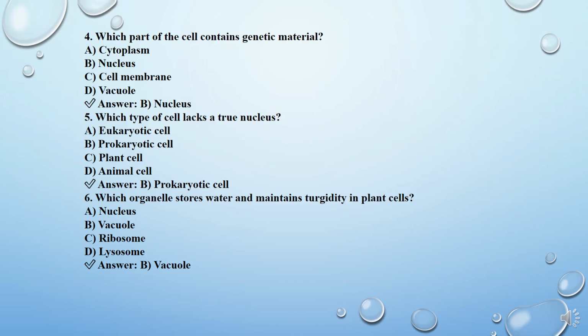Eukaryotic cell, prokaryotic cell, plant cell, animal cell. It will be B, prokaryotic cell. Pro means primitive. One of the major characteristics of prokaryotic cells is that it lacks a nucleus. Now, which organelle stores water and maintains turgidity in plant cells?